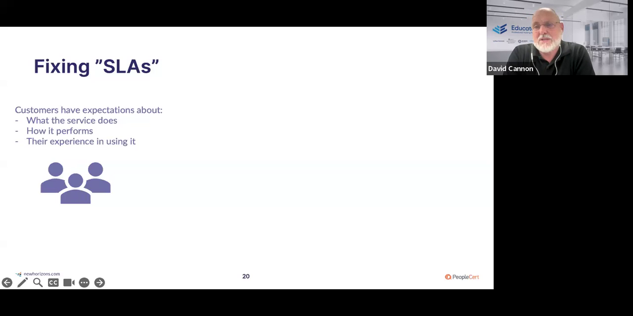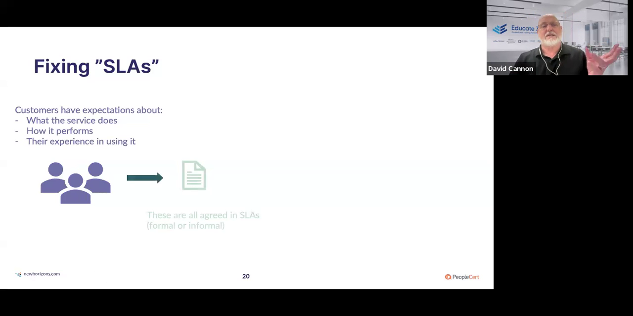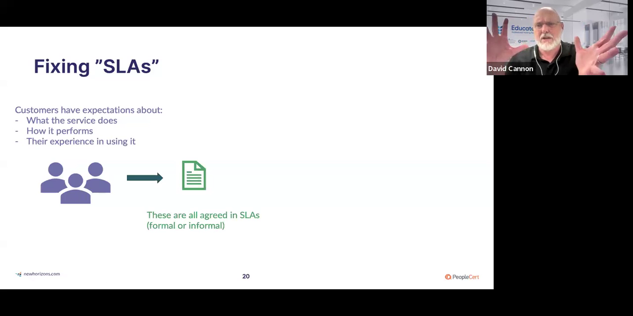It really is not the best way to think about SLAs. Here's why. Customers have expectations about what the service does, how it performs, and what their experience should be when using it. We translate those expectations into an SLA. Now, an SLA doesn't have to be a document. It could be the description in the service catalog. It could be a discussion that you've had with the manager who's now communicated that to the team. It could be an email, but somewhere that expectation has been set.